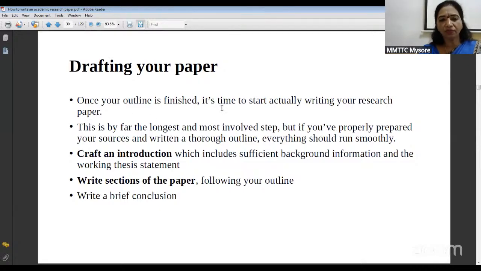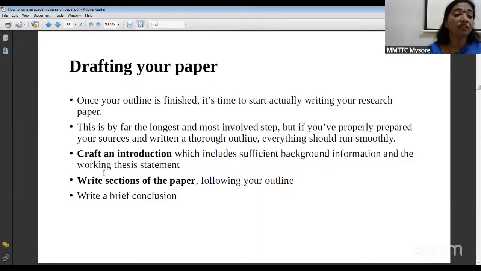Now once you have outlined your steps, we will see how you can draft your paper. Once your outline is finished, it's time to start actually writing your research paper. Even the outlining is not writing. Once you outline, then your paper writing starts. This is the longest and most involved step. But if you've properly prepared your sources and written a thorough outline, everything should run smoothly. So you can easily write your paper.